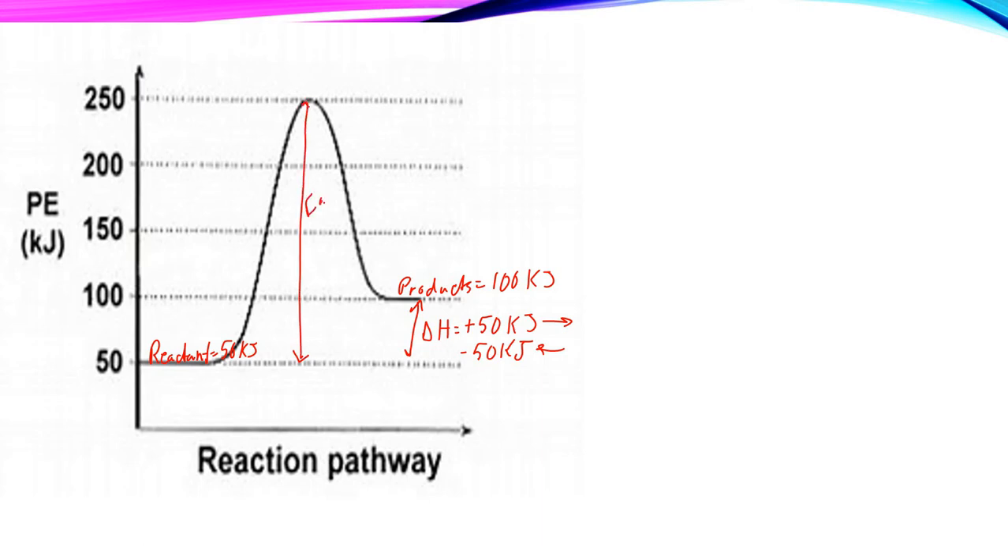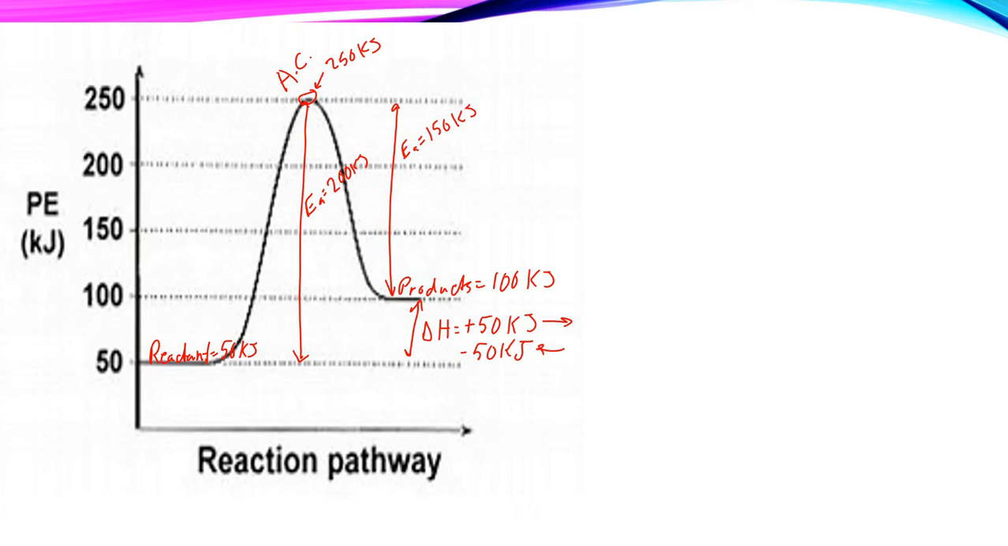The E of A here would be 250 minus 50, which is 200 kilojoules. E of A prime would be 250 minus 100, which is 150 kilojoules. And the activated complex would be 250 kilojoules. Okay? We should be able to label all of that.